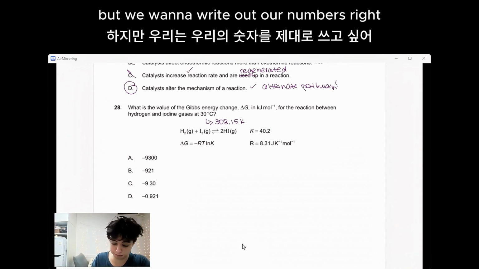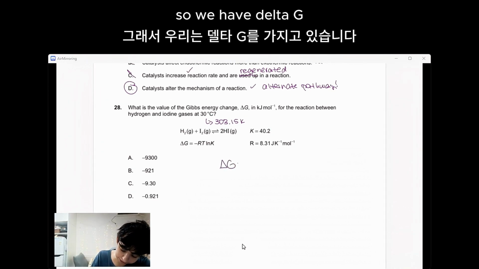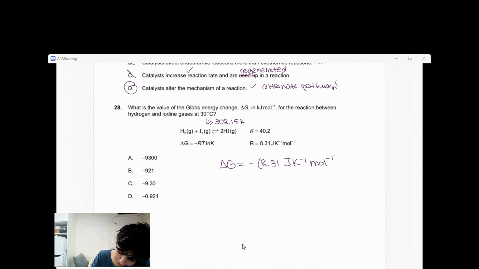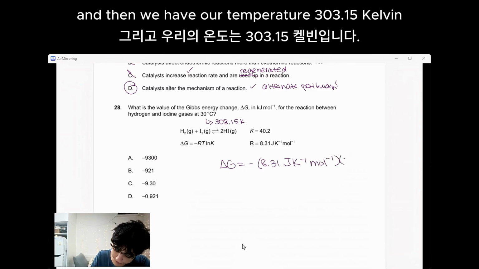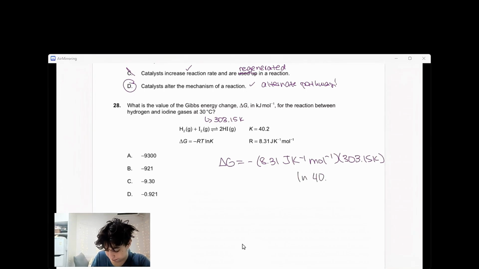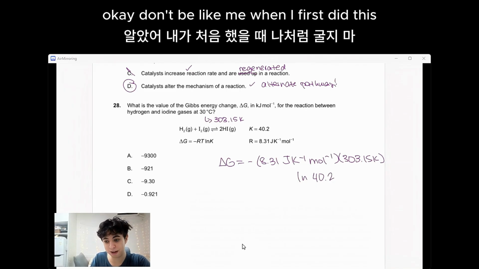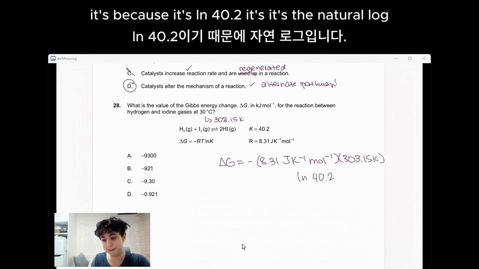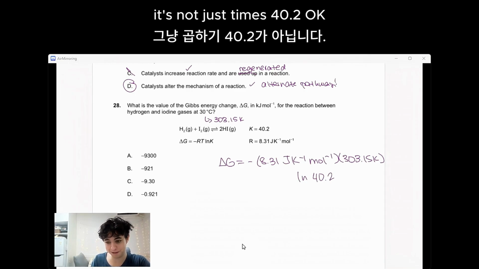But we want to write out our numbers. So we have delta G equal to negative 8.31 joules per Kelvin per mole, and then we have our temperature, 303.15 Kelvin. And then we have ln K, which is that 40.2. Don't be like me. When I first did this, I was like, wait, why is this not working? It's because it's ln 40.2. It's the natural log. It's not just times 40.2.